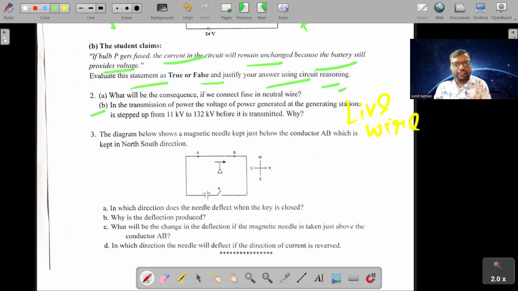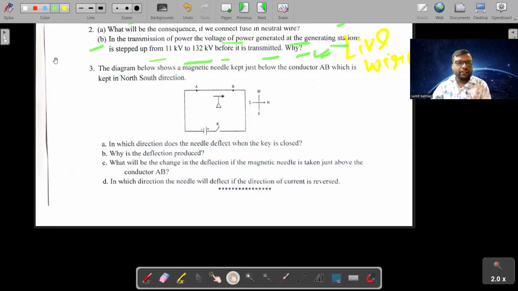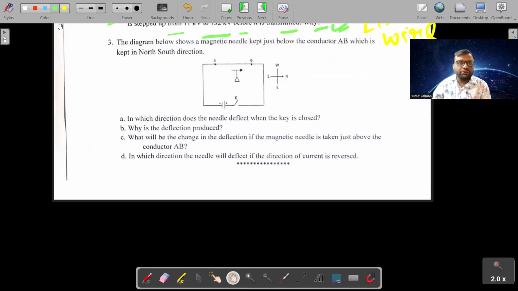Now, from part B, in the transmission of power, the voltage of power generated at the generating station is stepped up from 11 kilovolt to 130 kilovolt before it is transmitted. Why? This I have told many times in the class, so I will not repeat it. So next, the last problem of your UT1.